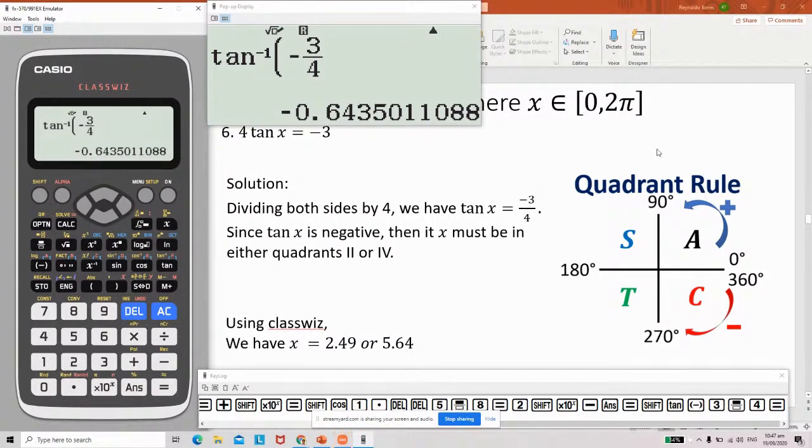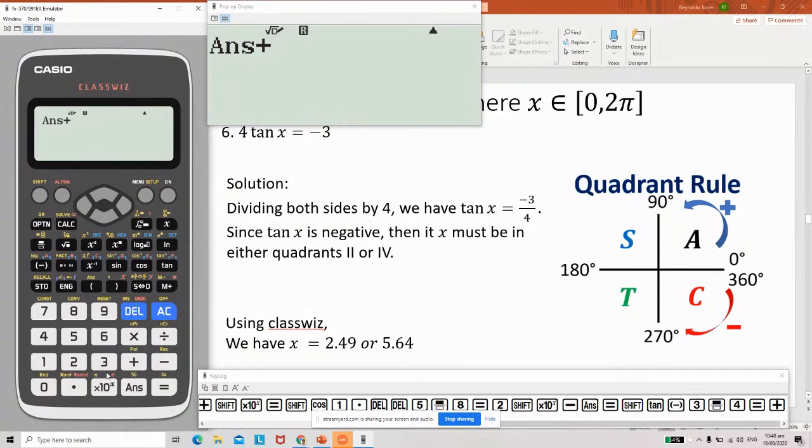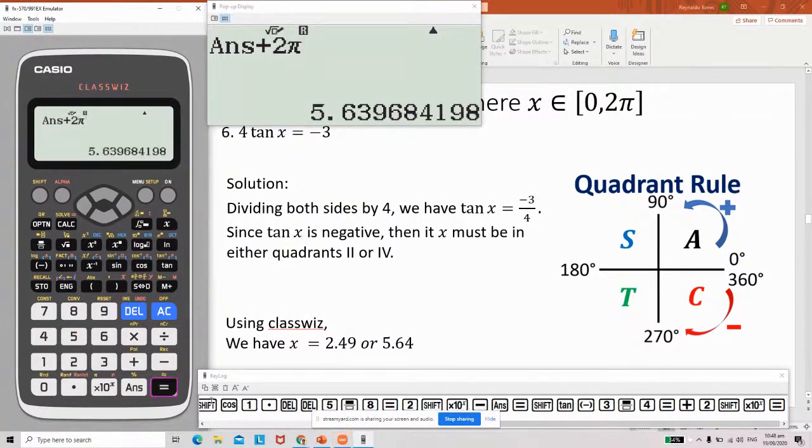Negative ulit eh. Sabi nga po, 0 to 2 pi, so kailangan positive si angle. Siya yung angle na naka fourth quadrant. So, getting the first positive coterminal angle for this one, we need to add 2 pi. Adding 2 pi gives you 5.63968 and so on. Rounding off to 2 decimal places, that's 5.64. Tama po ba? Okay po.